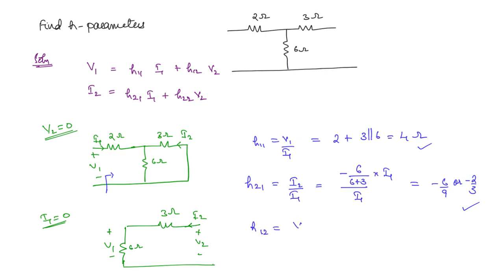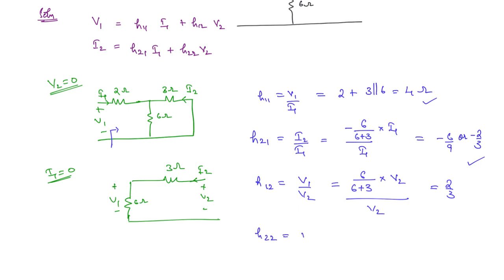H12 is equal to V1 by V2. Here you can use the voltage division rule. V2 is the total voltage. V1 you can write in terms of the total voltage, that is V2. So what will it be? 6 divided by 6 plus 3 into V2 divided by V2. So what are you going to get? 2 by 3.